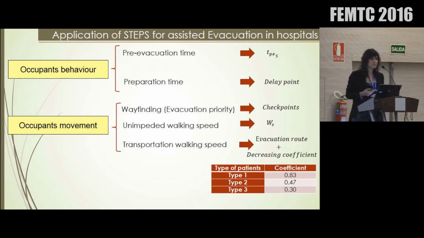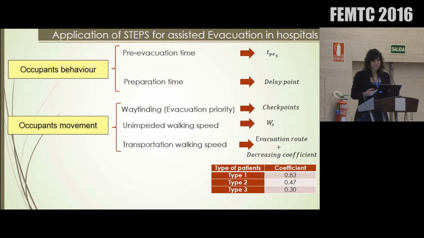Regarding the occupant movement, we need to take into account three different parameters: the wayfinding, which is the evacuation priority, the unimpeded walking speed, and the transportation walking speed. We can calibrate the model to represent the wayfinding by using the function checkpoints. We can locate checkpoints in every room where the patient would be, and checkpoints in the final destination. That way we can move the agents from one initial point to the final point and go back, etc. So we can directly implement the unimpeded walking speed, as you know, as a pseudo-random variable as well.